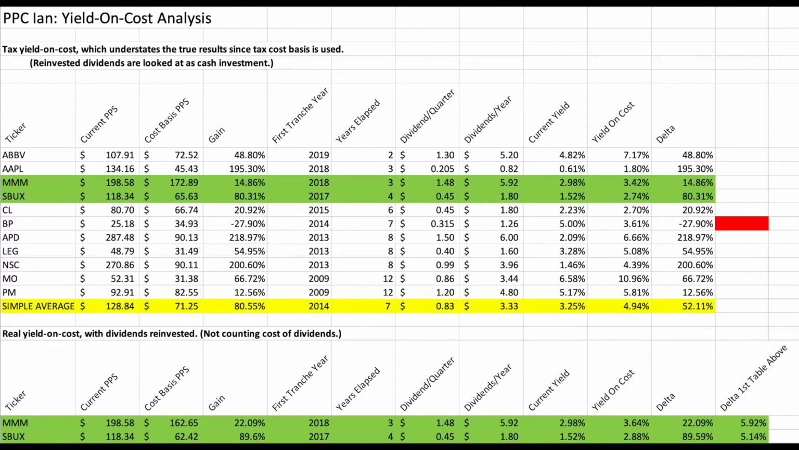It's 6% better on 3M and 5.14% better on Starbucks. And so again, what's so exciting is yield on cost here for Starbucks, 2.88%. That's getting really close to that 3% range.